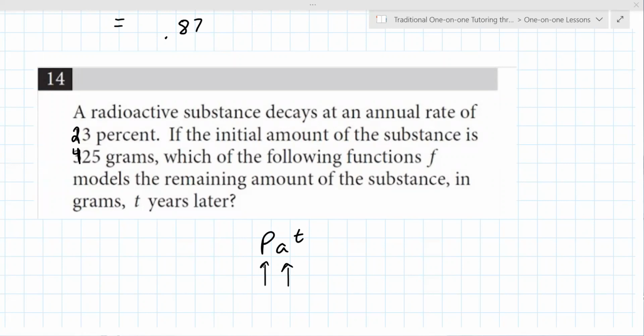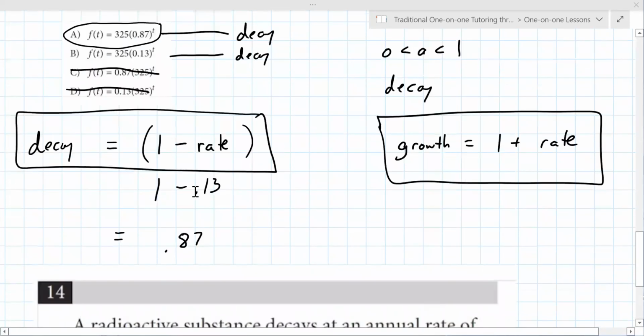I couldn't remember if I'm supposed to put a negative. I'm guessing not. Let's go back and look at the previous problem here. You subtract the rate from 1. All right. Yeah, now I'm good then.